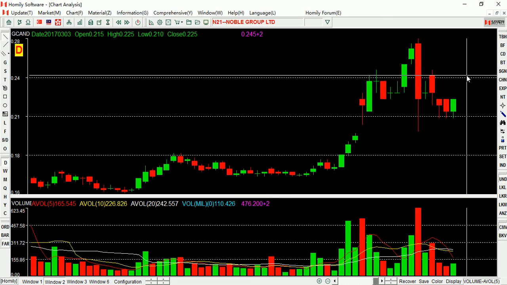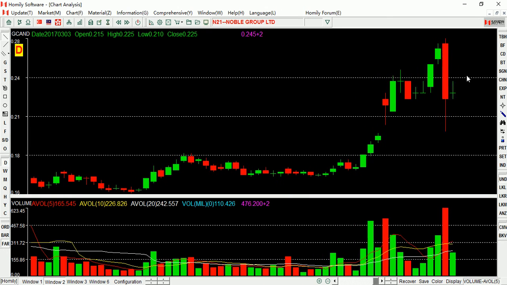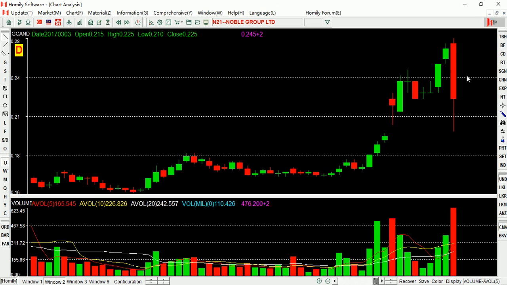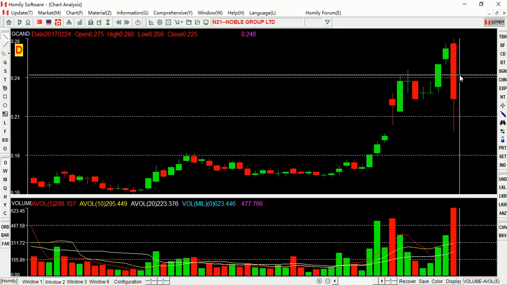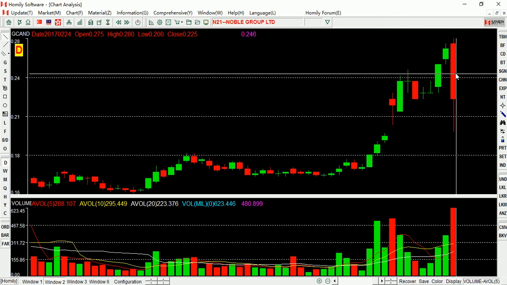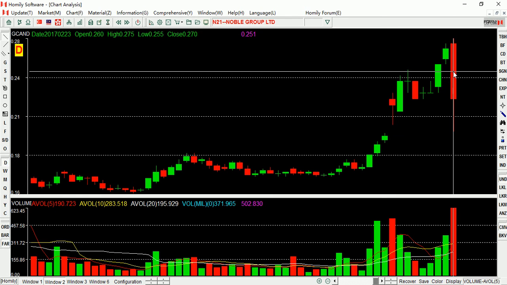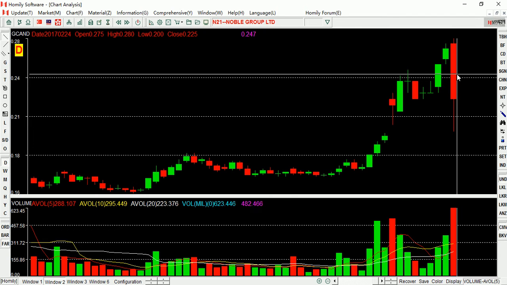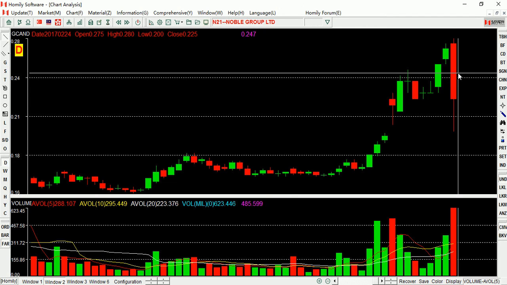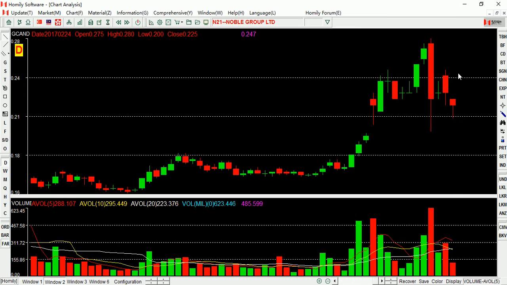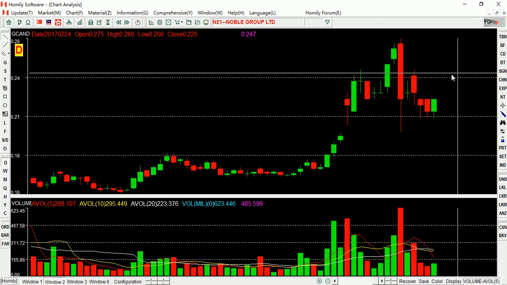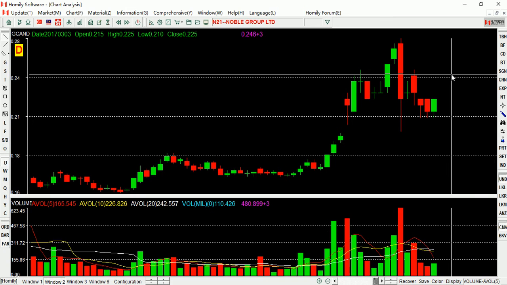0.245. Why? We can see here, this is a big bearish candlestick. Half of the candlestick is the support and resistance. So we note half of the candlestick, the price is around 0.245 or 0.25. Then if the price has some rebound, you'd better sell for short term.